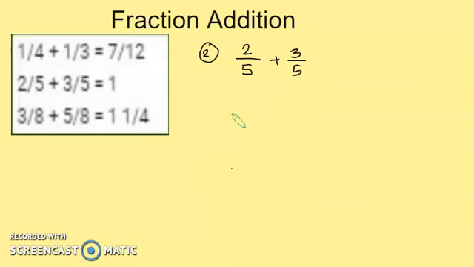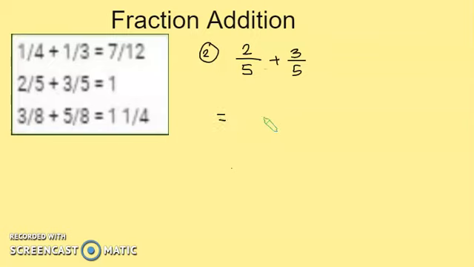Now in the second question, as you can see, it is 2 over 5 plus 3 over 5. The answer it shows is 1. So let us check. Now, as I told you in the previous case, we first need to check the denominators. If denominators are same in both the cases, we need not equalize them because they are already equal.